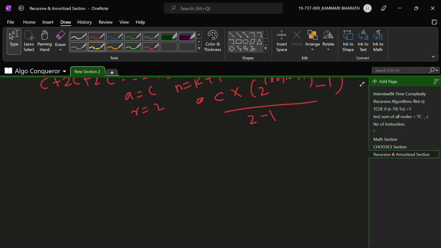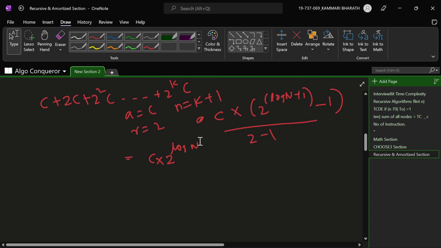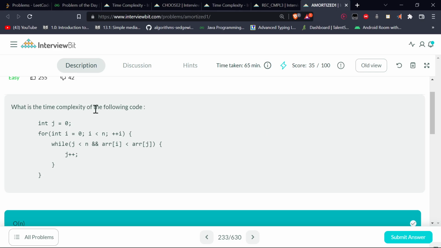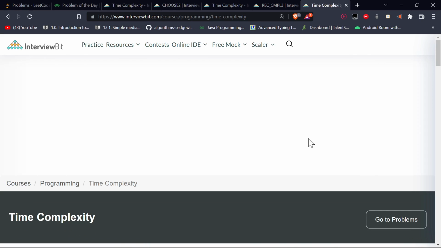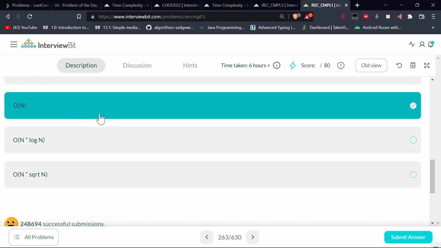And this is equal to C into 2 power log n. 2 power log n is nothing but n, so nC, which gives us O of n finally. So the answer for this is big O of n. Let's have a look at this. Yeah, this is big O of n.